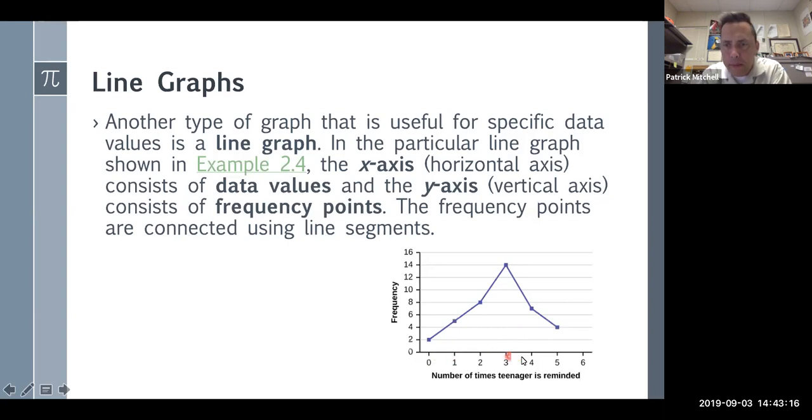So along the bottom, you have your data, which should be labeled. You know, the person reading your graph should know what they're looking at. And then the y-axis represents the frequency. So let's look at our own example.